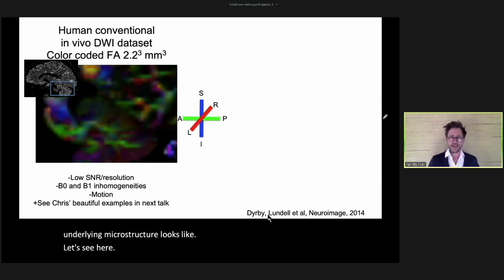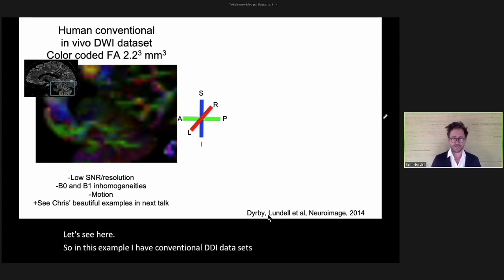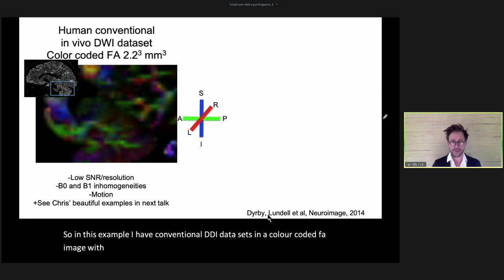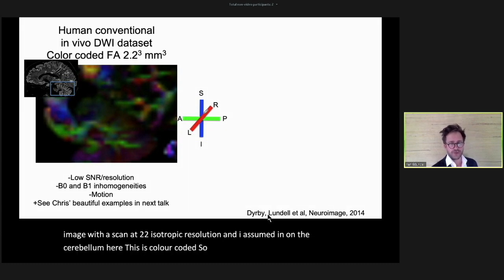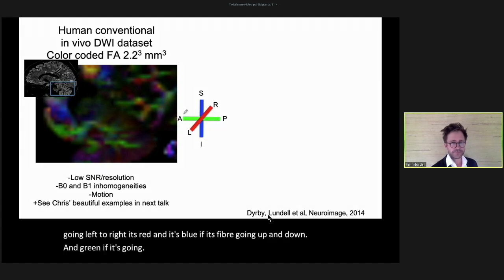So in this example, I have a conventional DWI dataset and a color-coded FA image, with a scan at 2.2 millimeter isotropic resolution, and I zoomed in on the cerebellum here. This is color coded, so if it's high anisotropy and fibers going left to right, it's red, and it's blue if it's fibers going up and down, and green if it's going anterior-posterior.